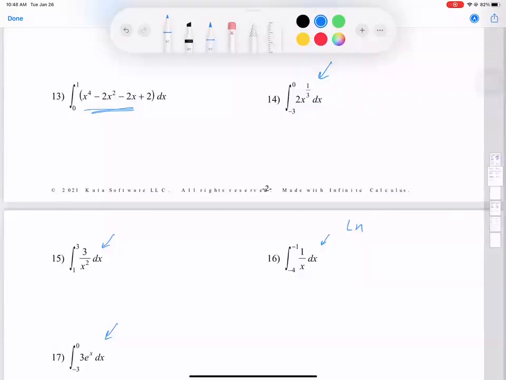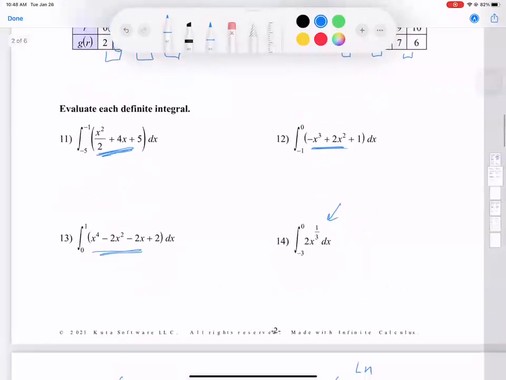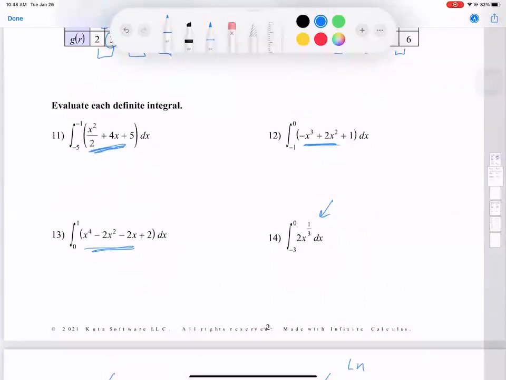I gave you guys 1 problem of each type, just to give you some more practice. All right, so let's go ahead and do a couple of these.